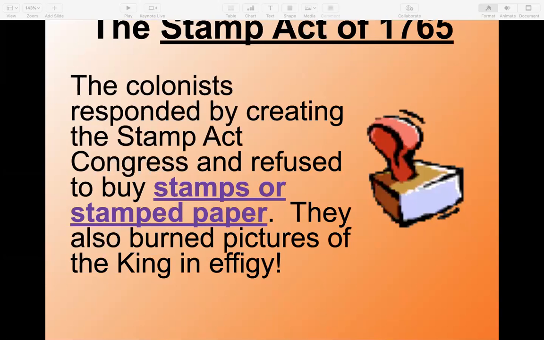Here we go. So, the Stamp Act of 1765. The colonists responded by creating the Stamp Act Congress and refused to buy stamps or stamped paper. They also burned pictures of the king in effigy.